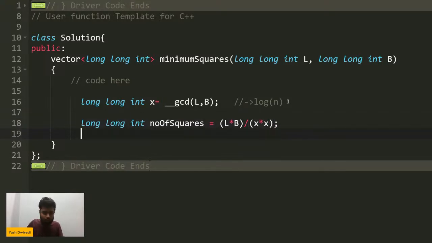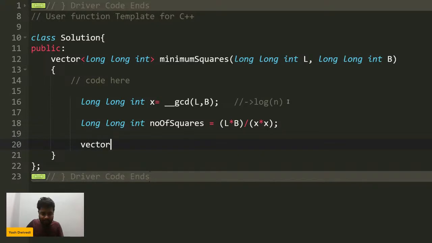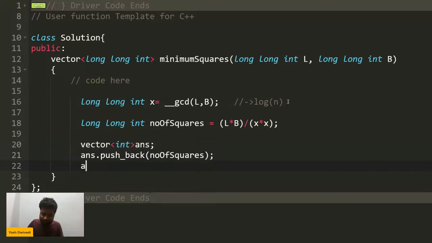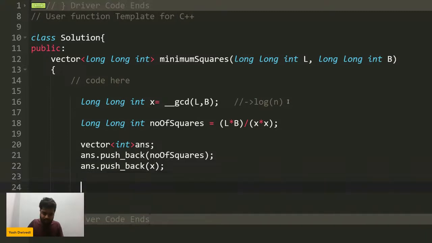Okay. Now what I will do is I will simply declare a vector int answer. So let's say vector int answer, and what I will push is, first of all, I'll push the number of squares. So answer dot push back number of squares, and then after that I will say answer dot push back. What will I push? I will push the dimension x. Is that clear? And in the end, I can simply return this particular answer.